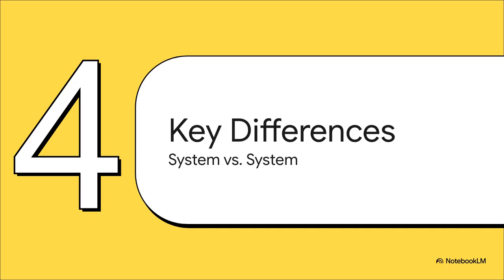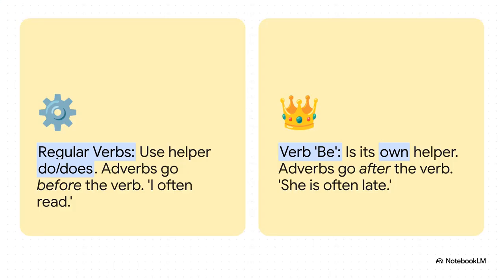Okay, so we've got the main engine system with its helper verbs, and we've got the special case of be. Now for the fun part. Let's put them side by side. This is where it's all gonna click. Check out this key difference in how the sentences are built. With our main engine verbs, words like often or usually come before the verb. I often read. But with be, that same word comes after it. She is often late. That word order is like a secret code that tells you exactly which system you're in.